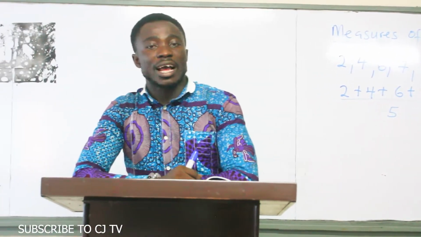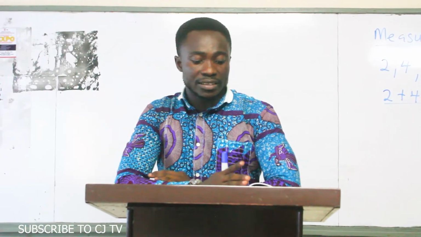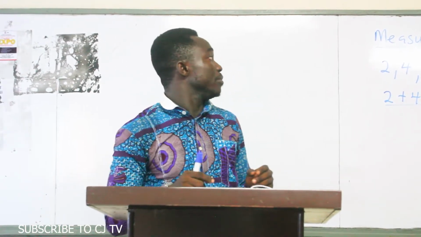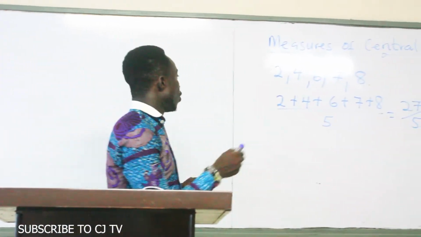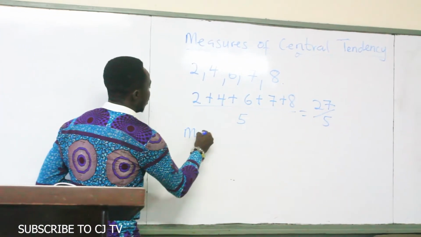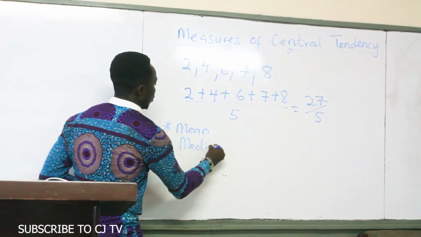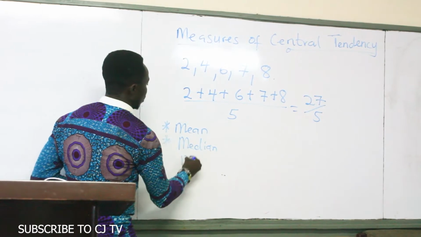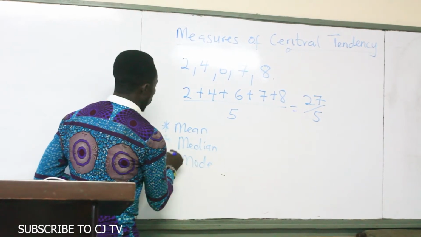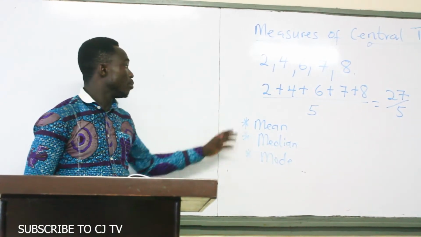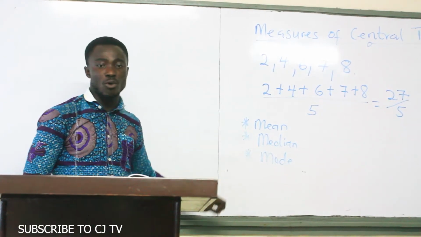Now, let's look at the 3 main measures of central tendency we'll be talking about. Let's look at the 3 averages we have. We'll be talking about the mean, median, and mode. These are the 3 averages we have: mean, median, and mode.